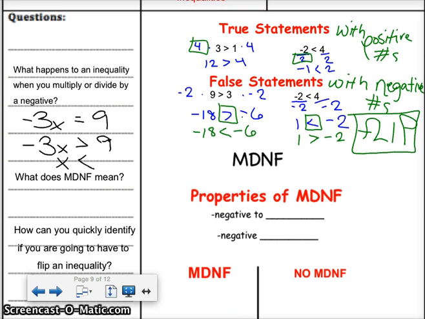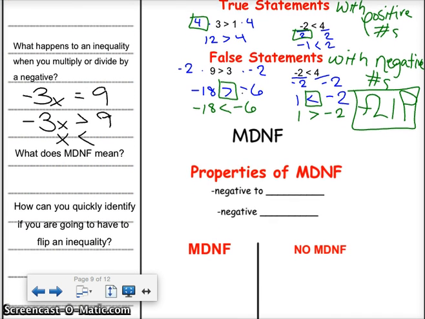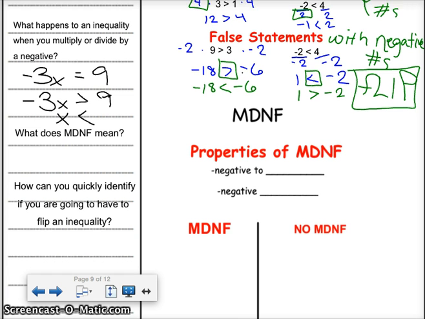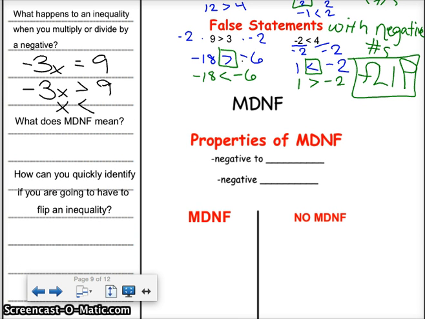It is one of the hardest concepts for 8th graders to master because it's pretty abstract. That's why I wanted to show you that multiplying and dividing by a negative turns a whole inequality into a false situation. We call it MD&F. You're going to hear me say that a lot. I'm going to be like, oh, you forgot to MD&F it. MD&F means multiply and divide by a negative, you have to flip. And you always do it last. You flip last.